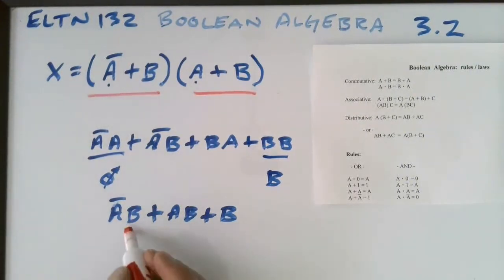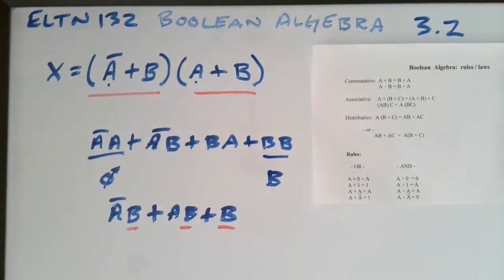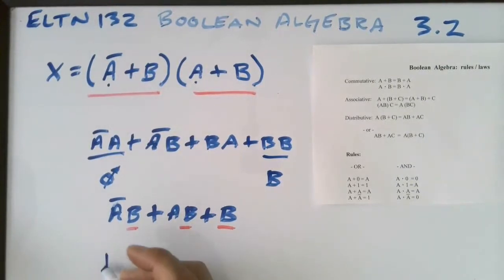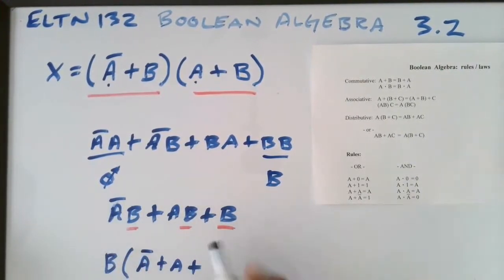It's pretty quick to see there's a B here, a B here, and a B here. Can we factor that out from all three of those? And the answer is yes. So we can now have B ANDed with A naught, or A, or what's the third term? We're factoring B out of it, so it ends up becoming a 1.